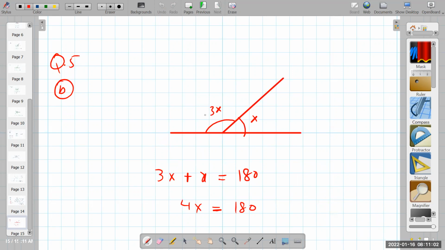Okay, now X plus 3X equals 4X. This 4 goes to the other side. X is equal to 180 over 4. So what is the answer? 180 divided by 4. X is equal to 45. And that 3X will be equal to 3 multiplied by 45.